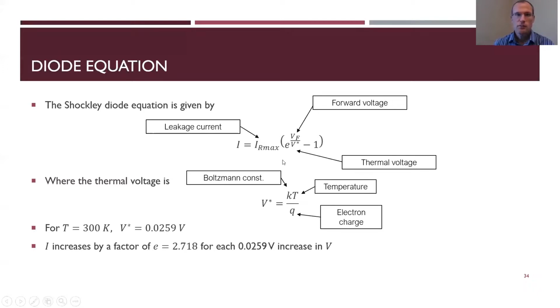The diode equation is given by current equals my leakage current, I R max, times e to the forward voltage over something called the thermal voltage, minus 1. Thermal voltage is given by Boltzmann's constant times temperature over the charge of an electron, 1.6 times 10 to the negative 19 coulombs. For 300 degrees Kelvin, you're looking at roughly 0.026 volts. Your current is going to increase by a factor of 2.7-ish for each 0.026 volts increase in the voltage. So you can see that the current increases very, very fast.